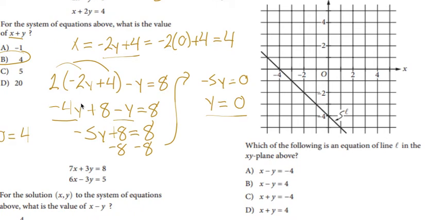Number 18. Which of the following is an equation of the line L in the xy plane above? So we need to see which one of these equations matches the x and y intercepts, which for both of them are negative 4. For A, if we set x equal to 0, we'll get negative y equals negative 4. And to get y by itself, we would divide each side by negative 1, and we'll find that y equals positive 4. However, the y-intercept is negative 4. So it cannot be A.